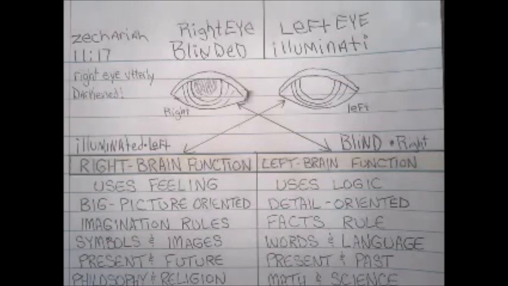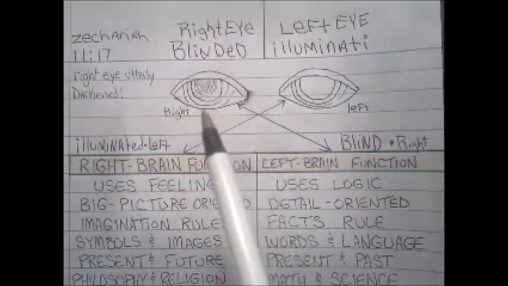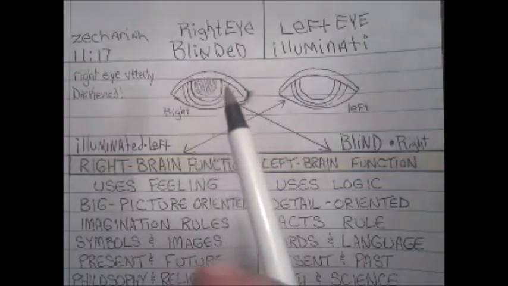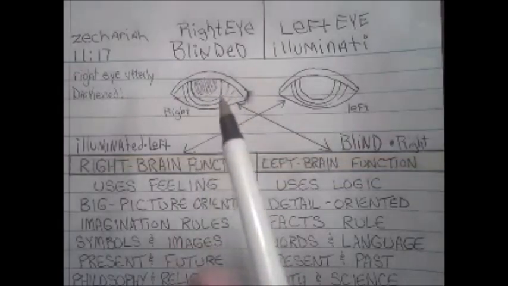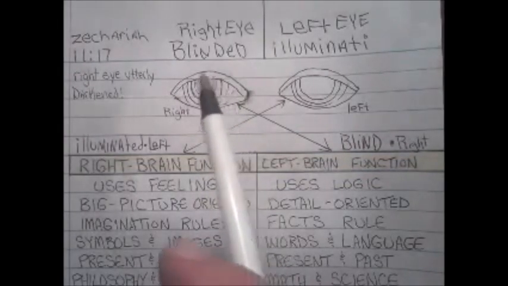Now, like I said, they really were forcing the issue in the past, in this country at least, for using the right hand, which forces you to predominantly use the left side of your brain. Okay? So that has everything to do with why it is symbolically referenced in the Bible that their right eye is utterly darkened.